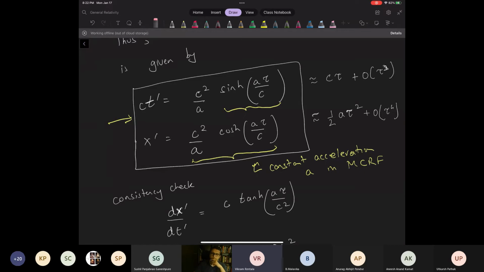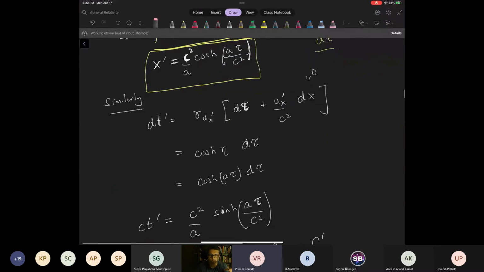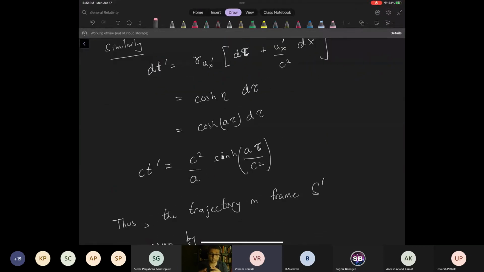Sarnik? So this approach would also work if the acceleration was variable in the MCRF, right? Yeah, it's just that the integration you do would be different because a would be a function of tau then. If a is a function of tau, then you have to integrate it, and it depends on how a changes as a function of tau.